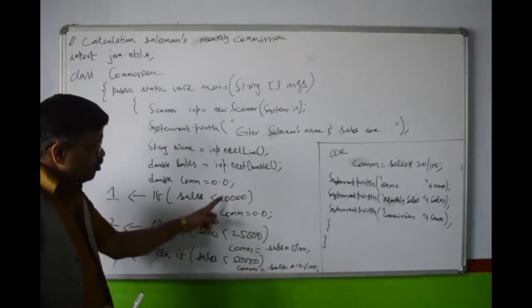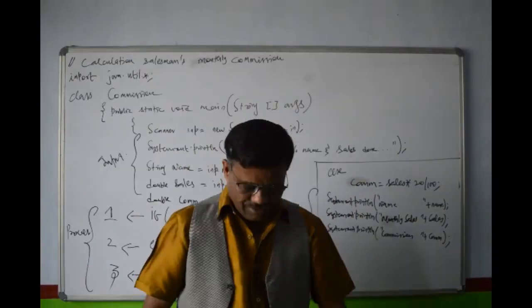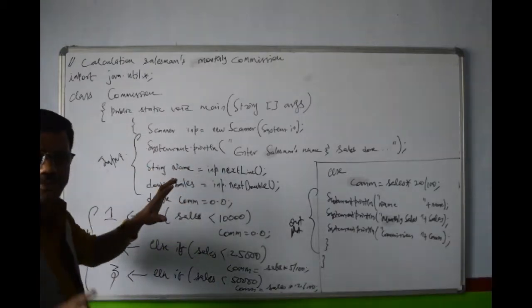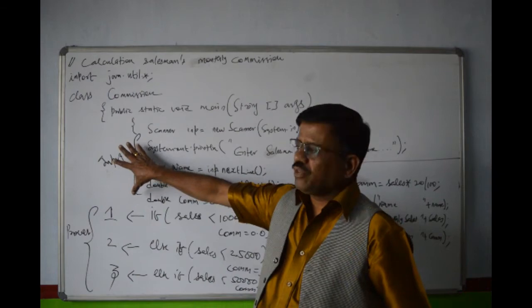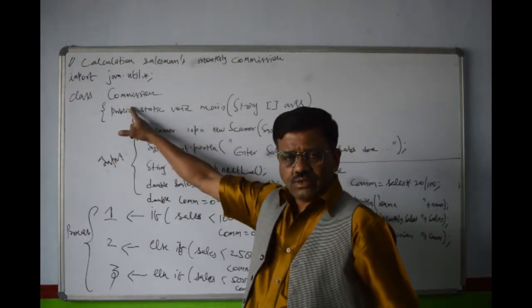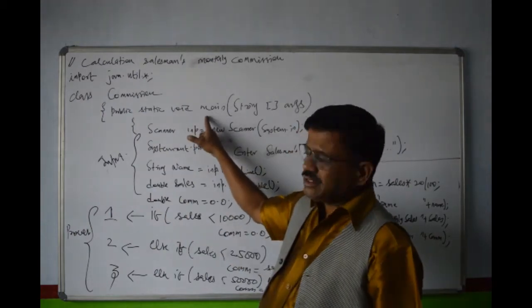If sales is more than 10,000 and less than 25,000, what is that called? Here I split this program into three portions, boys and girls. The first one is input. You have a class called commission. Inside the class, you have a method called the main method.